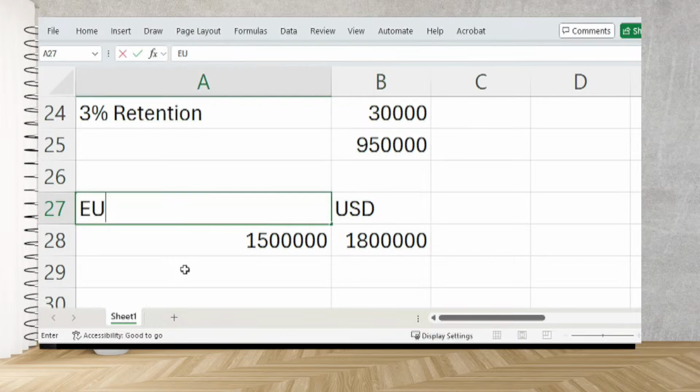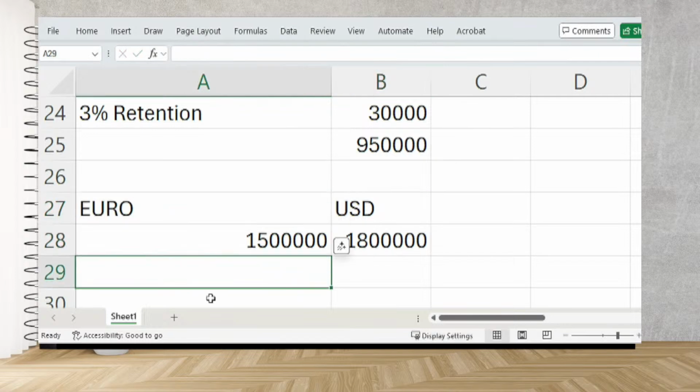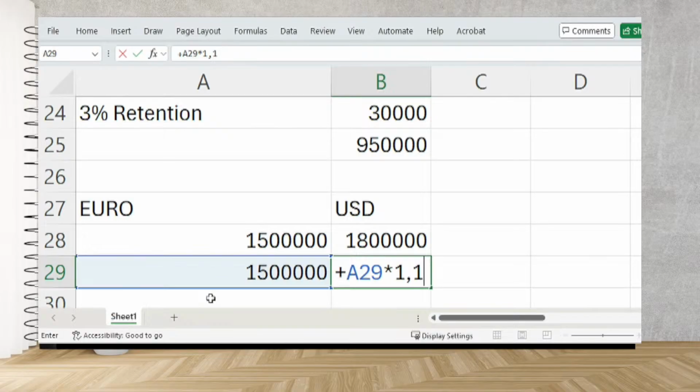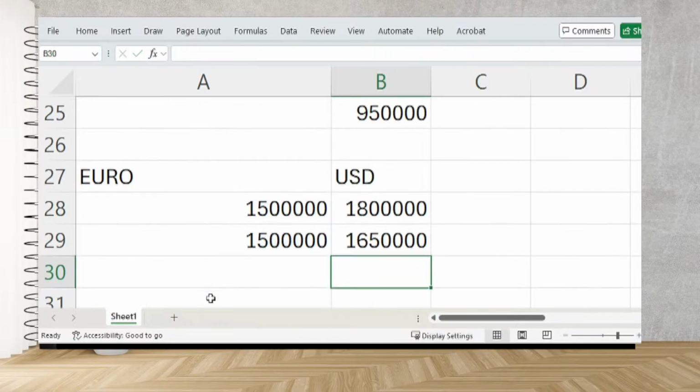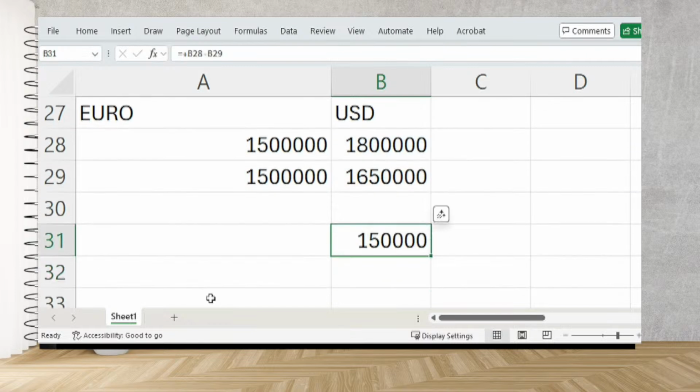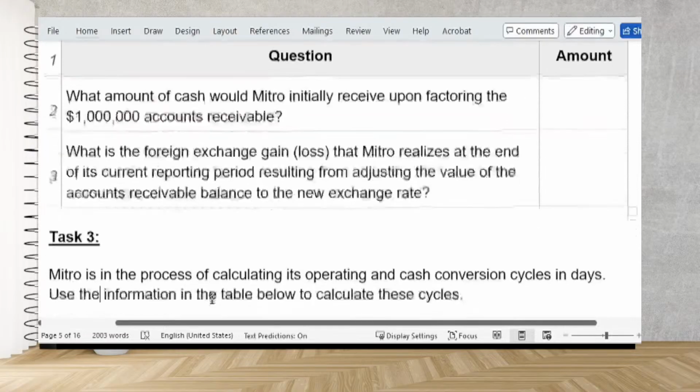This is euro. Now the euro is the same, and this is a receivable. So at the time of sale, I assumed I am receiving 1.8 million, but now actually I am receiving at 1.1, which is 1.65 million. Okay, so there is a loss. It means I was supposed to receive 1.8 million USD, but I am receiving 1.65 million USD. So there is a loss of 150,000. Okay, so this is basically the second task answer. Now task 3.